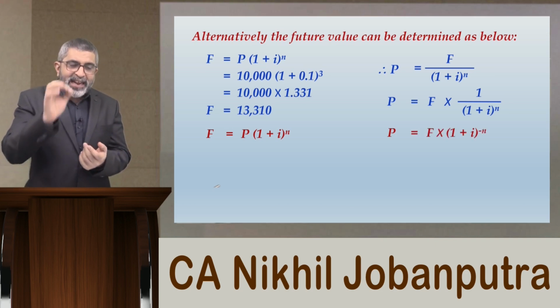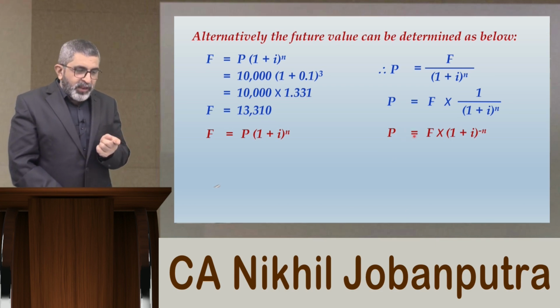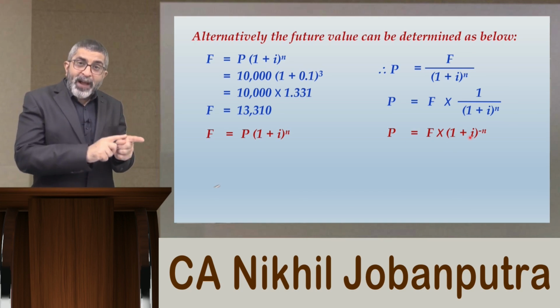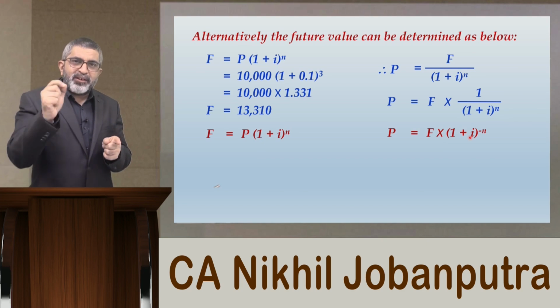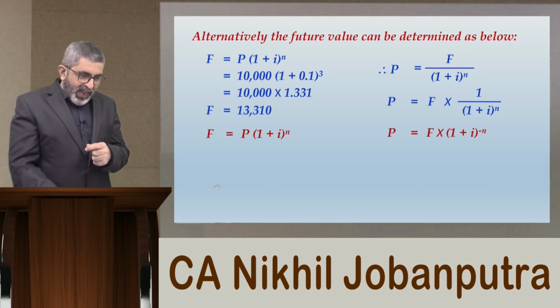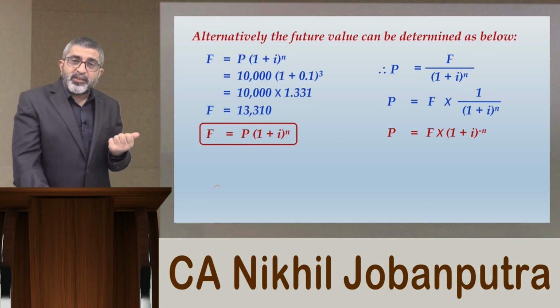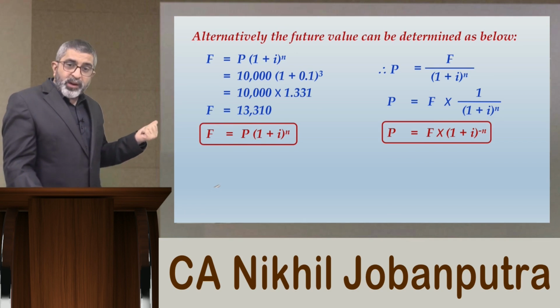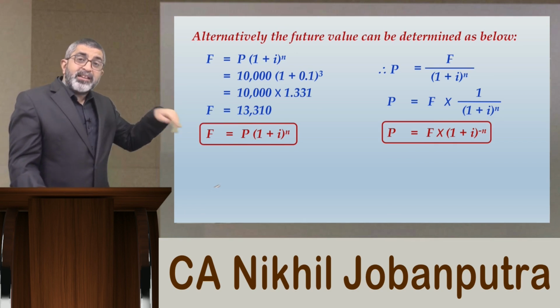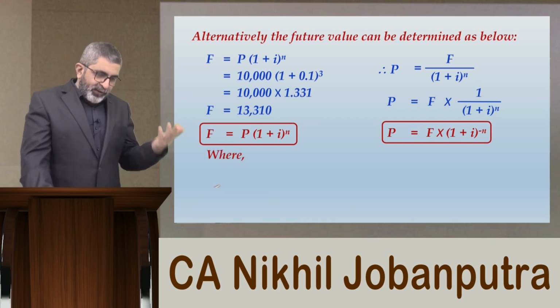So the present value calculation, if you want to make it through the future value, will be future value multiplied by the present value factor. So (1 plus I) raised to minus N becomes the present value factor. And I would want you to carefully take note of both of these formulas of computing the present value and the future value. The first one over here is the future value, and the next one over there is the present value computation.